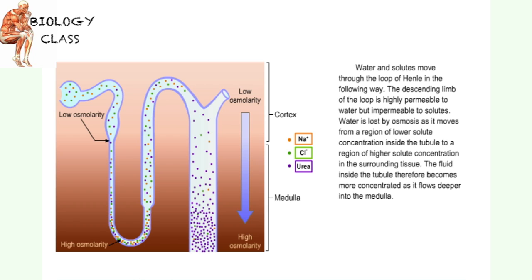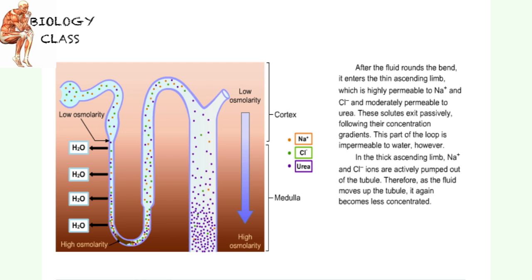The descending limb of the loop is highly permeable to water, but impermeable to solutes. Water is lost by osmosis as it moves from a region of lower solute concentration inside the tubule to a region of higher solute concentration in the surrounding tissue. The fluid inside the tubule therefore becomes more concentrated as it flows deeper into the medulla.